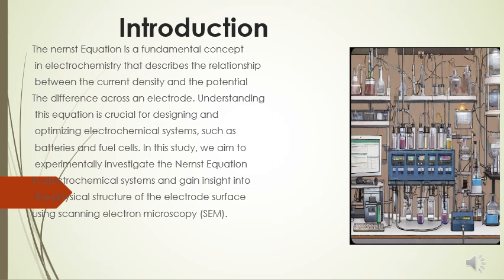The Nernst equation is a fundamental concept in electrochemistry that describes the relationship between the current density and the potential difference across an electrode. Understanding this equation is crucial for designing and optimizing electrochemical systems such as batteries and fuel cells. In this study, we aim to experimentally investigate the Nernst equation in electrochemical systems and gain insight into the physical structure of the electrode surface using scanning electron microscopy.